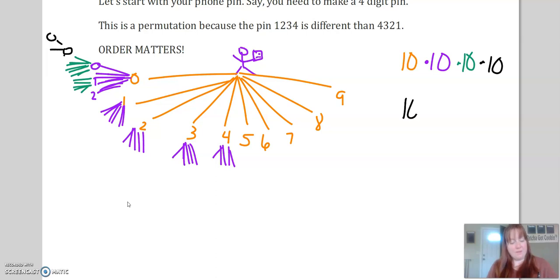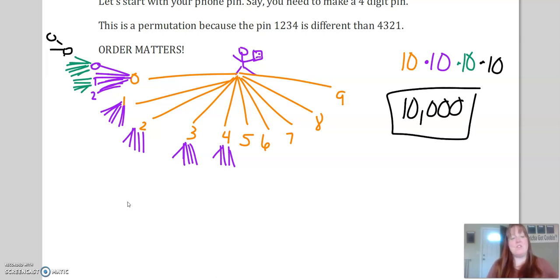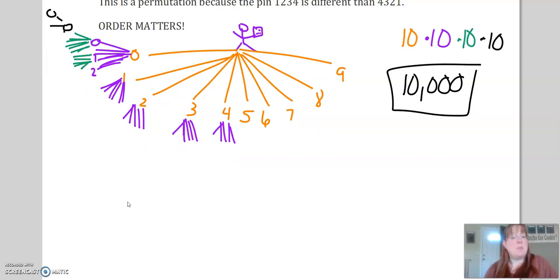Well, we would have 10,000, right? So there are 10,000 different ways that you could make a phone PIN with a 4-digit phone PIN. This is called the fundamental counting principle. It's one of the most basic permutations that you can calculate. Basically, if you're trying to figure out how many different options you have of something and you can repeat and order matters, all we do is just multiply those numbers together and it gives us the number.